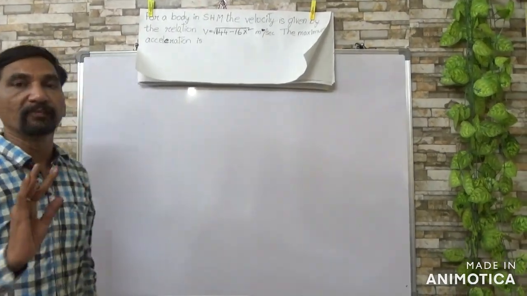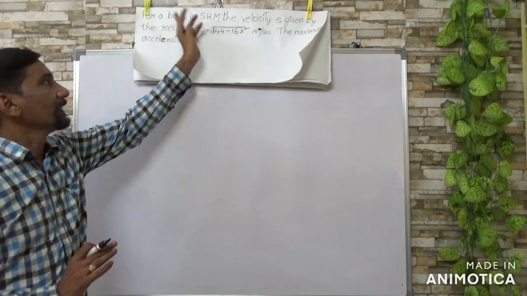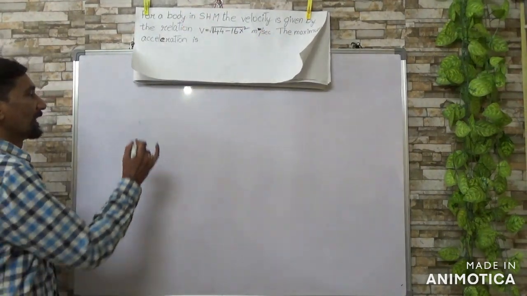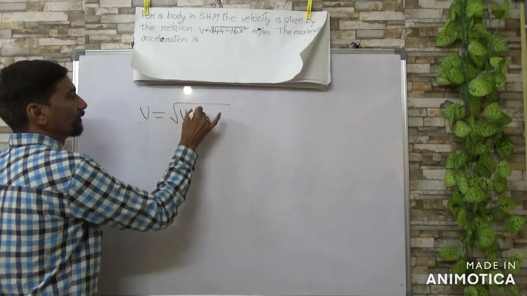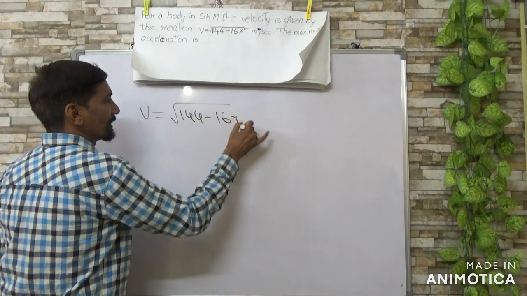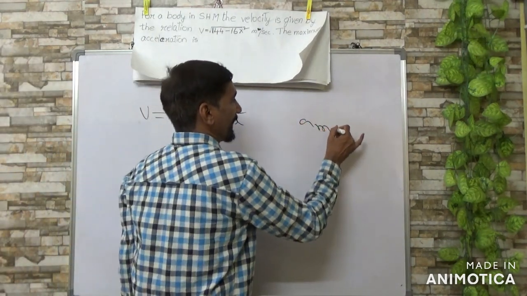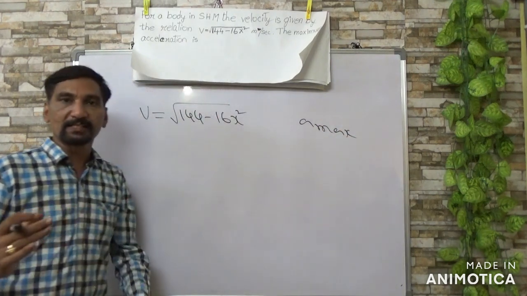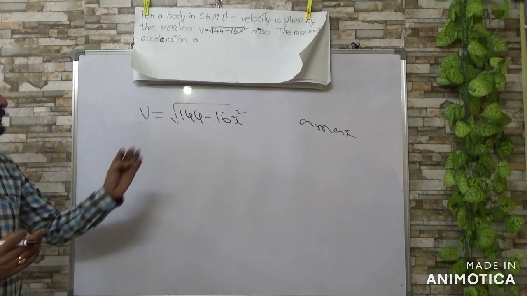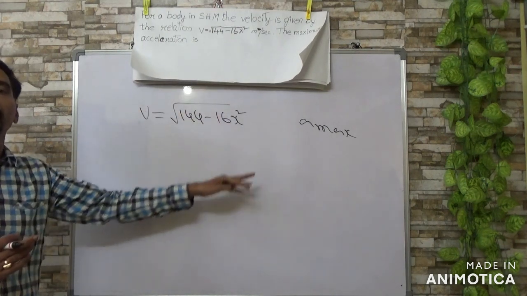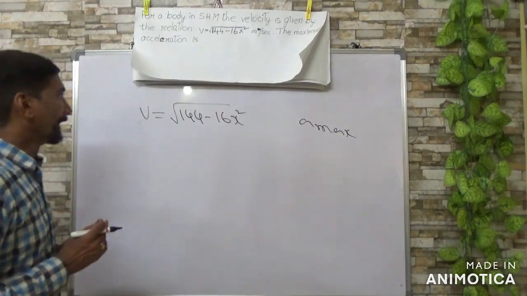Now about the given problem. You are given that there is one particle executing SHM and its velocity is given as root over 144 minus 16 x square. You want to find the maximum acceleration, that means the acceleration of the particle at the extreme position only. So first we have to compare the given equation with the velocity at any point.